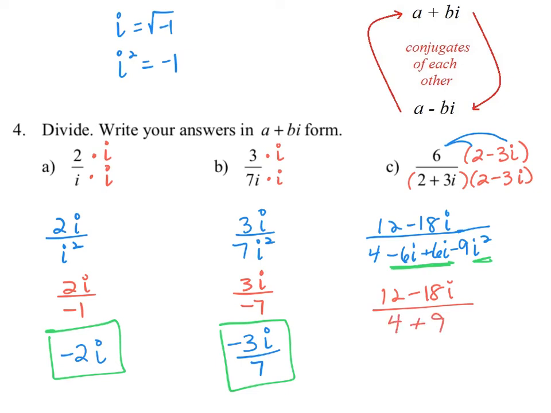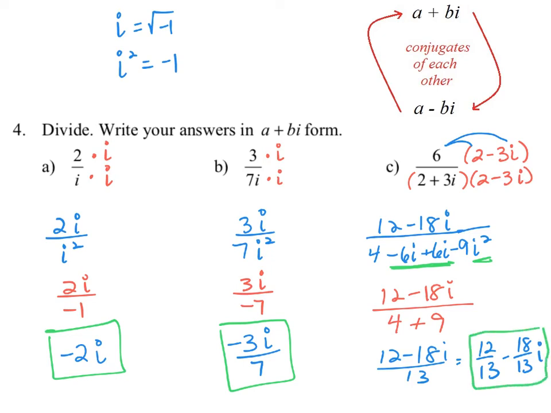So we can write our final answer as 12 minus 18i over 13, but write it in the a plus bi form. We could split that up into two fractions to get 12 over 13 minus 18 over 13i, so that our final answer is in the a plus bi form.